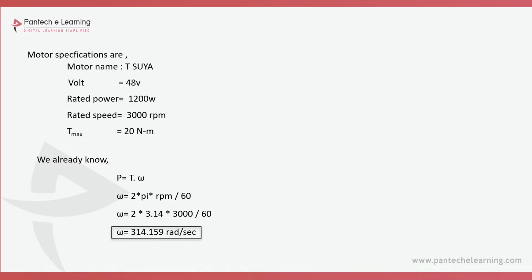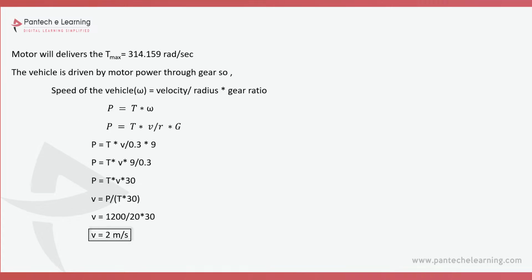So the maximum torque produced per second is at 314.15 radian per second. The motor will deliver the T max at 314.15 radian per second. The vehicle is driven by the motor power through the gear, equal to the speed of the vehicle.